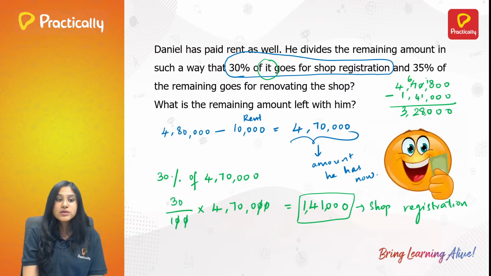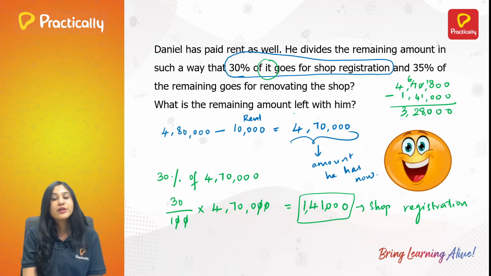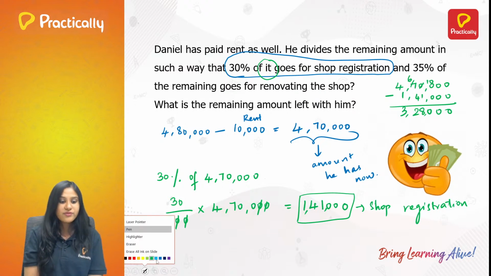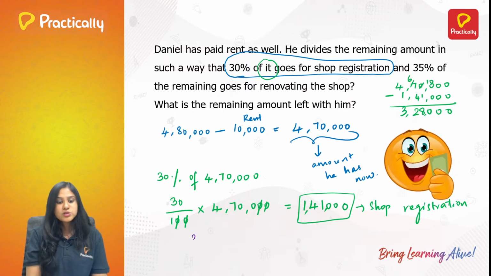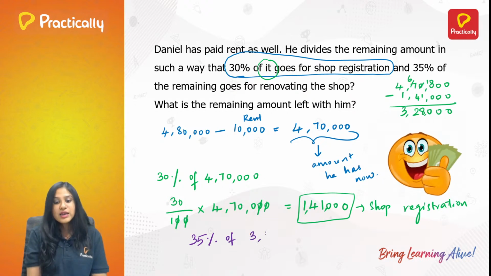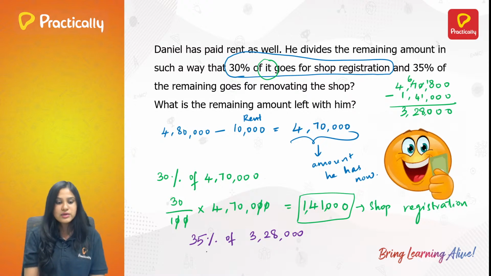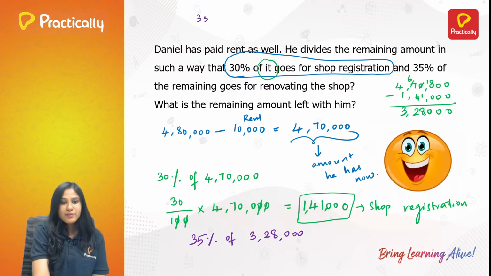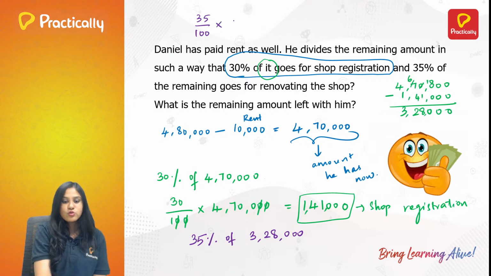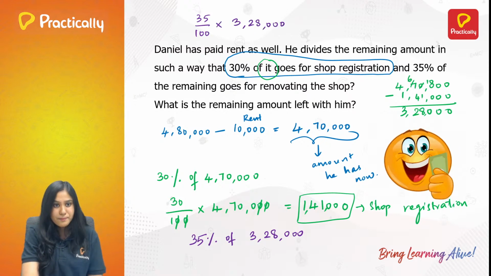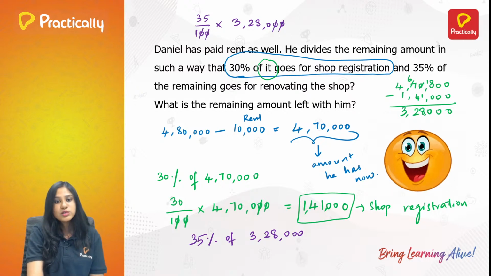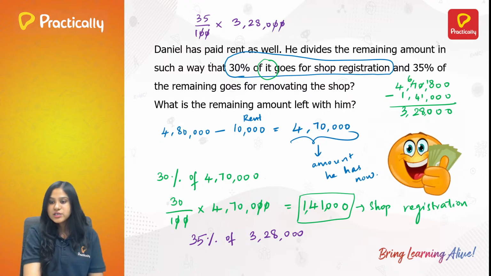Now 35% of it goes for renovating the shop. Now let us find the amount he used for renovating the shop. So 35% of 3,28,000. How do we do it again? Same thing. 35 by 100 into 3,28,000. Let us do the simple calculation. Cancel the zeros, 328 into 35.